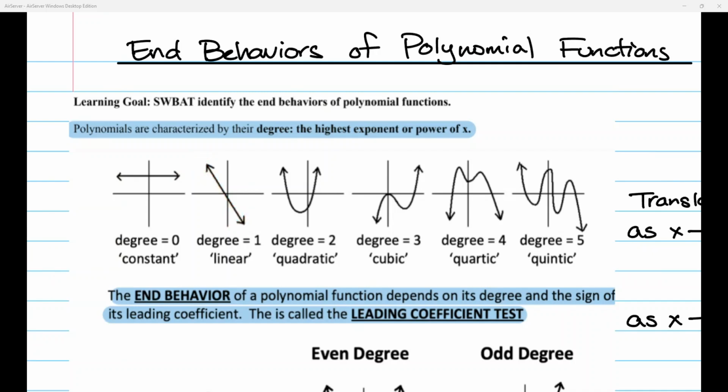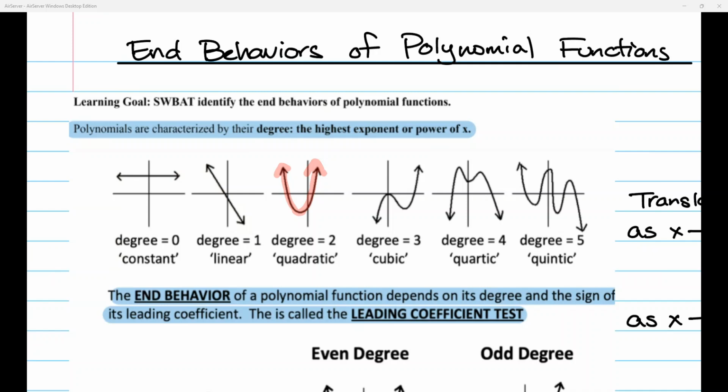Once you get to degree 2, we call it a quadratic. Your quadratics, we've been working with those a lot. Notice that they look like this. They look like U's, right? More importantly, I want you to notice that on one side, it's going one direction, and on the other side, it's going the same direction, okay?